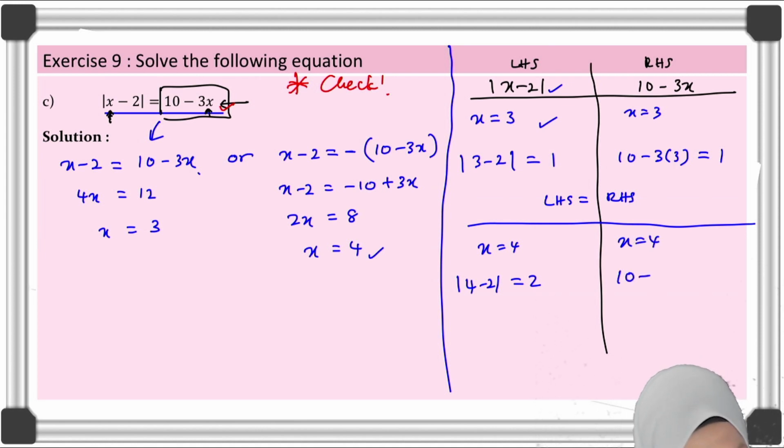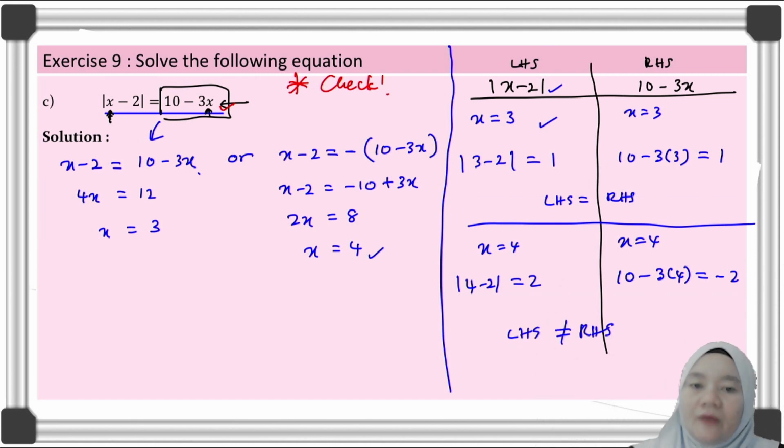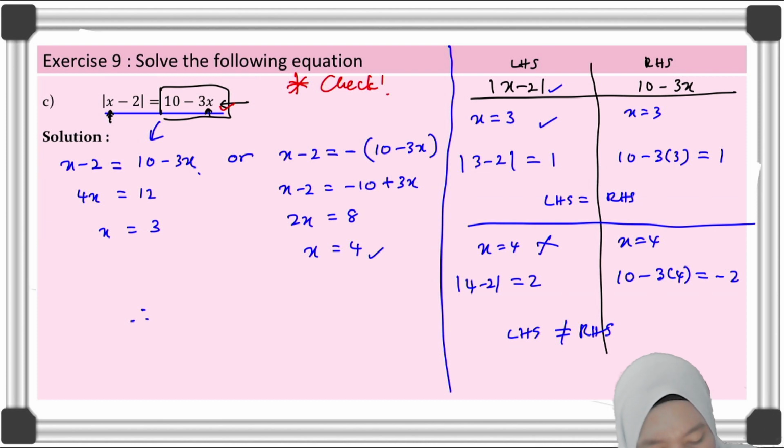10 minus 3 times 4 is 10 minus 12. 10 minus 12 is negative 2. Right. So, sekarang kita boleh nampak left hand side is not equal to right hand side. Right. So, x equals to 4 is not the answer. Dan kita boleh buat conclusion that the answer for this equation is x equals to 3 only.